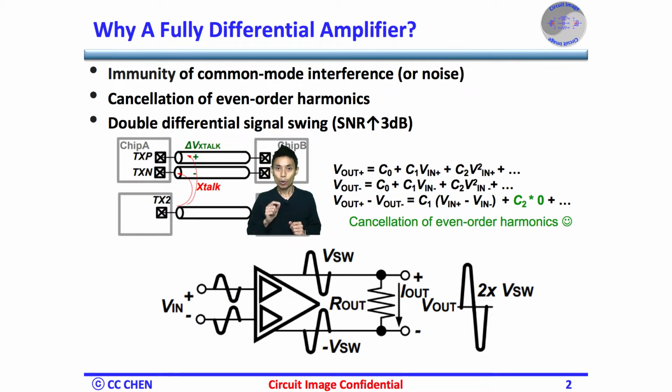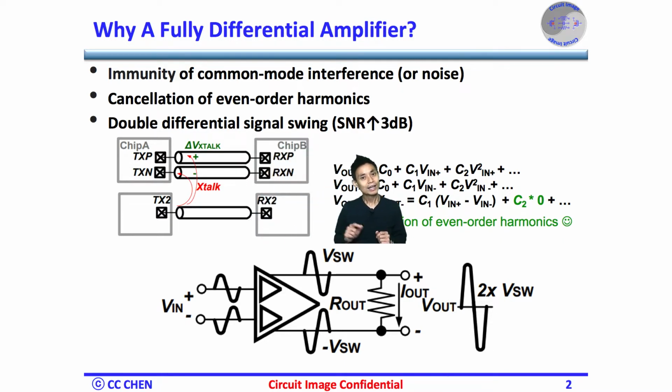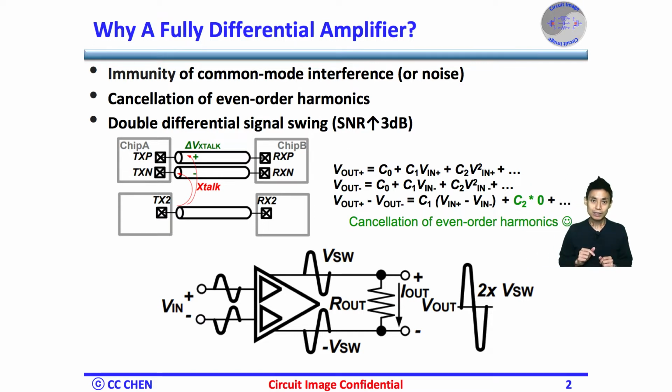As we know from the video on differential signaling, the differential system provides better immunity to external common mode interference or noise. With a fully differential amplifier, the matching at the outputs will be better for improving the immunity to common mode interference. In addition, fully differential amplifiers would improve the circuit linearity by reducing its even order harmonics.